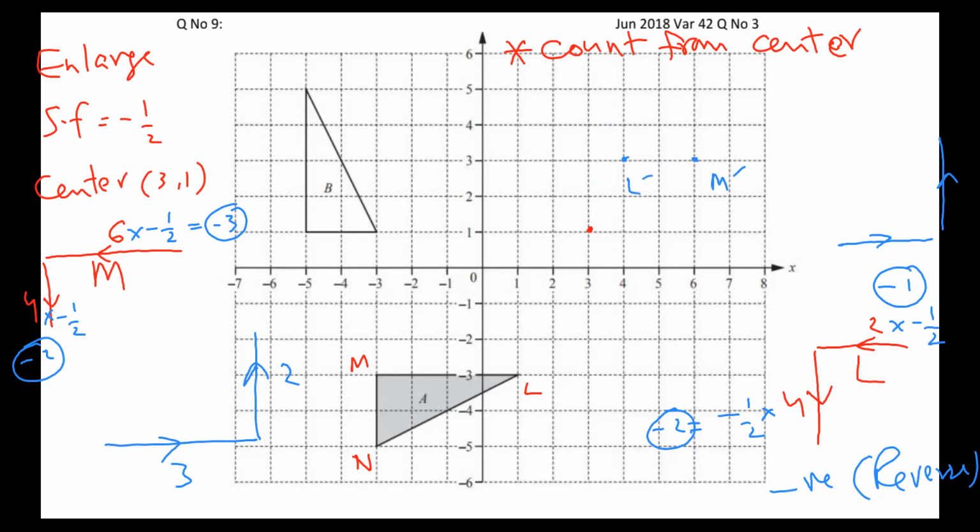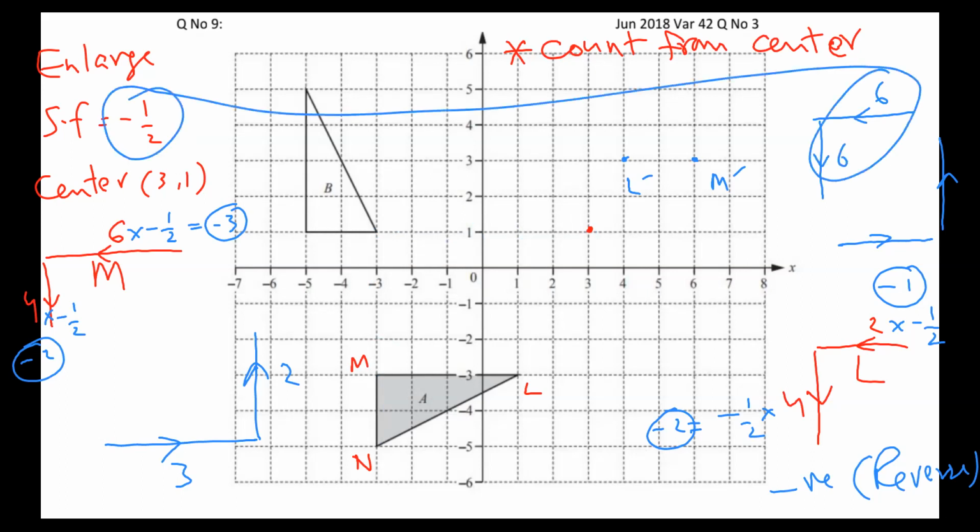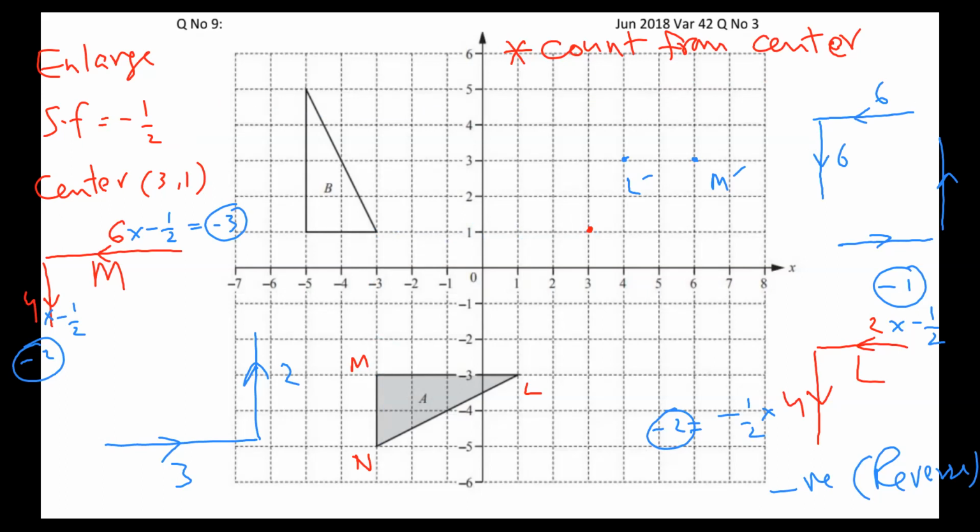So the last point, I'll do it there. Let's talk about N. Okay, so for N, how much away from center? Let's count. So this way and this way. Count please. 1, 2, 3, 4, 5, 6. So 6, 6. It means 6 leftwards and 6 downwards. I will count. But he said, no, no, no, multiply both with the negative half. So what answer am I getting? I'm going to show you.